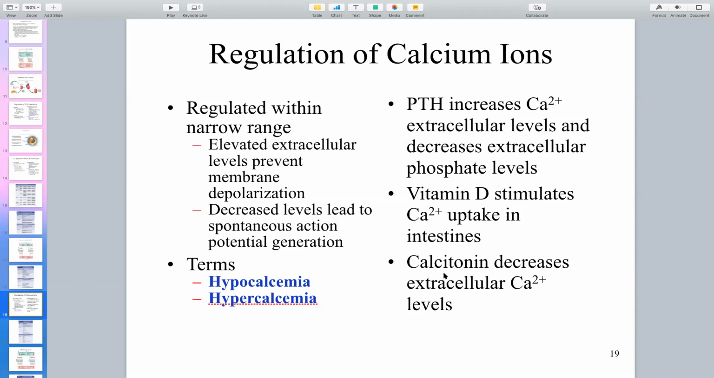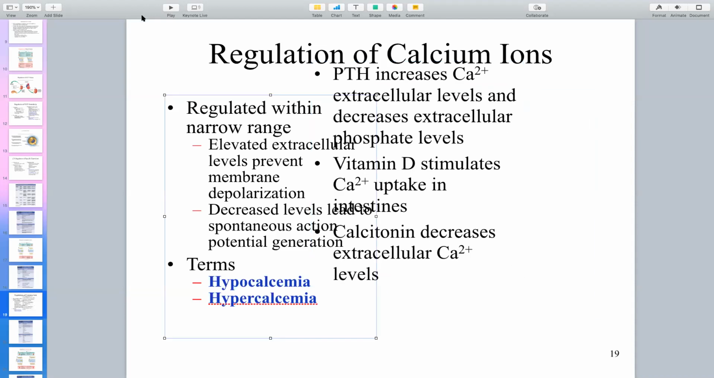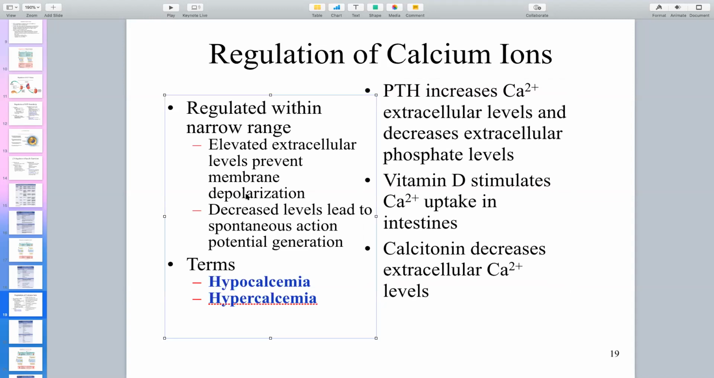Calcium, vitamin D, calcitonin, right? PTH increases calcium extracellularly and decreases extracellular phosphate levels as well. Vitamin D stimulates calcium uptake, and calcitonin decreases extracellular calcium levels. Now, keep in mind that calcium has an indirect role in our ability to depolarize, right? Decreased levels lead to spontaneous action potentials. So high calcium prevents membrane depolarization.